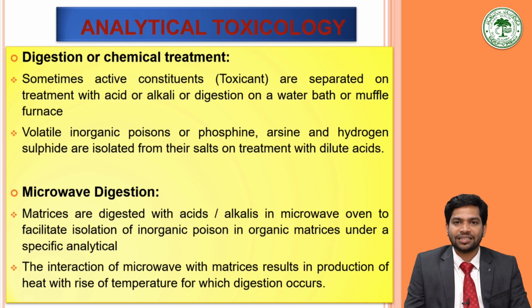Here the matrices are digested with acid or alkali in the microwave oven to facilitate isolation of inorganic poison in organic matrices under a specific analytical procedure. The interaction of microwave with matrices results in production of heat with rise of temperature, for which digestion of the tissues or the biological matrices occurs.